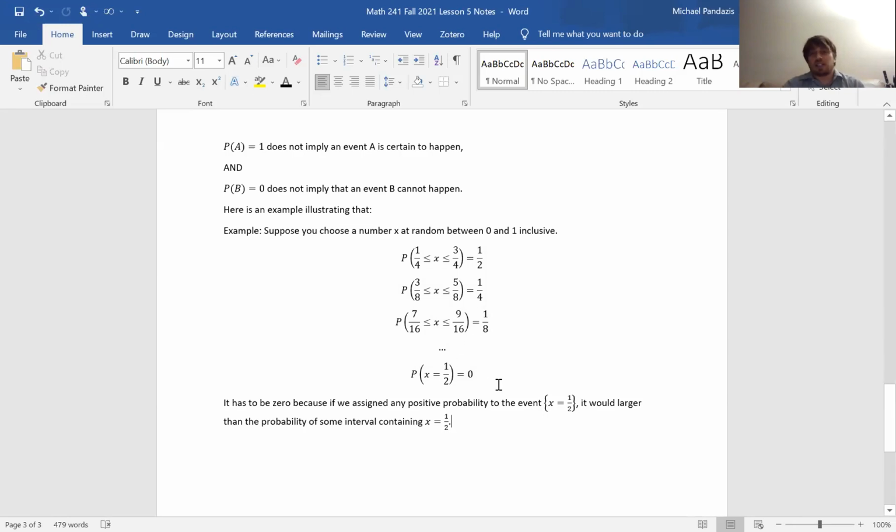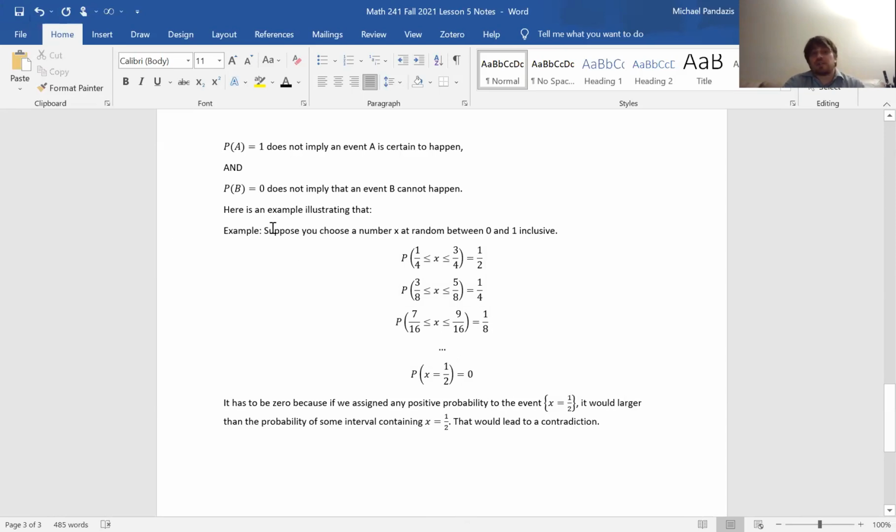And so since it can't be positive, it can't be negative. That contradicts the axioms of probability. It can't be positive, it already can't be negative. That means it has to be 0. That would lead to a contradiction. So the probability, because any positive probability leads to a contradiction, and it already can't be negative because of the axiom, right? And so it has to be 0. So the probability of x equals 1/2 equals 0.